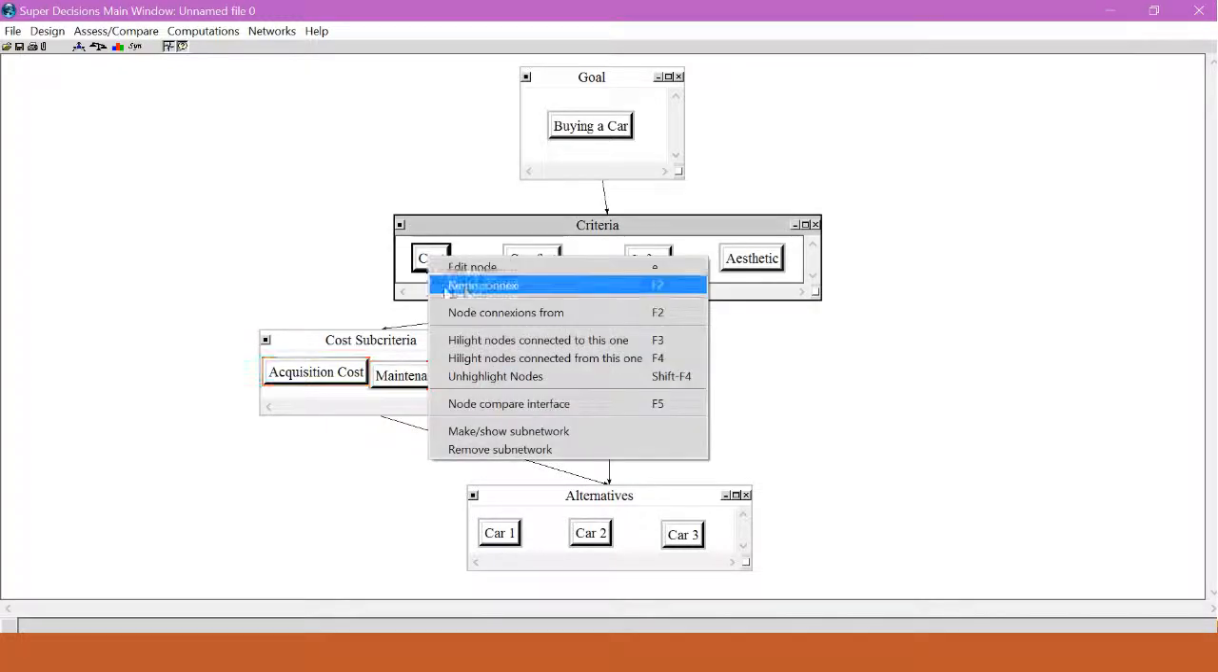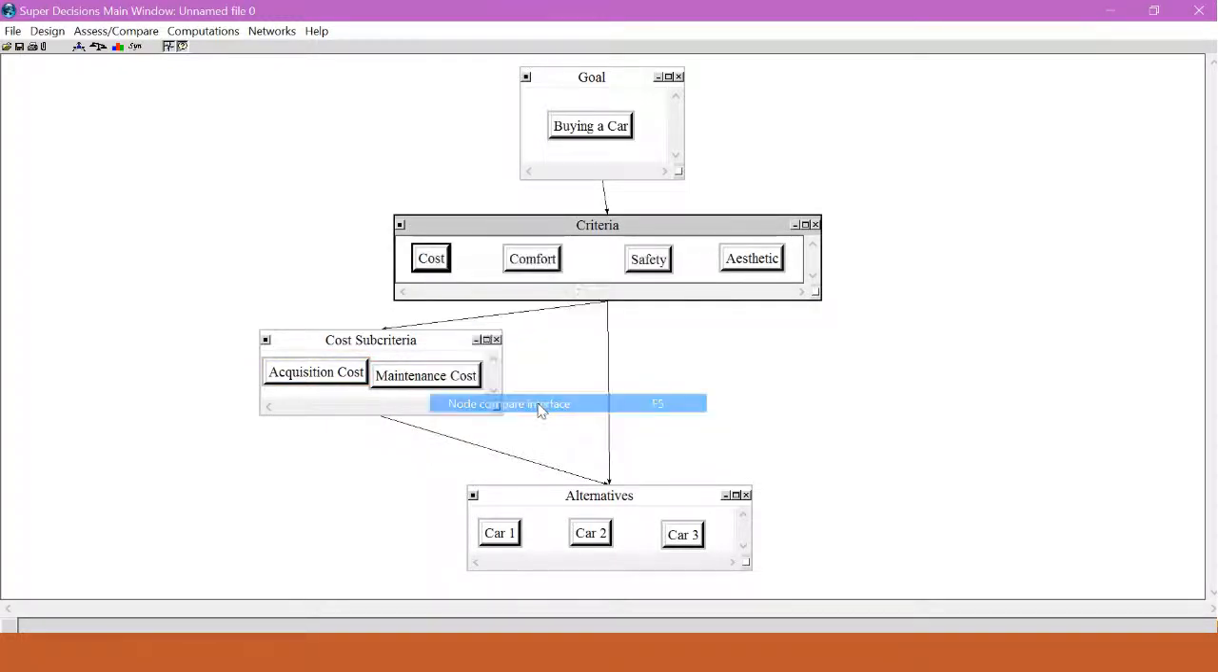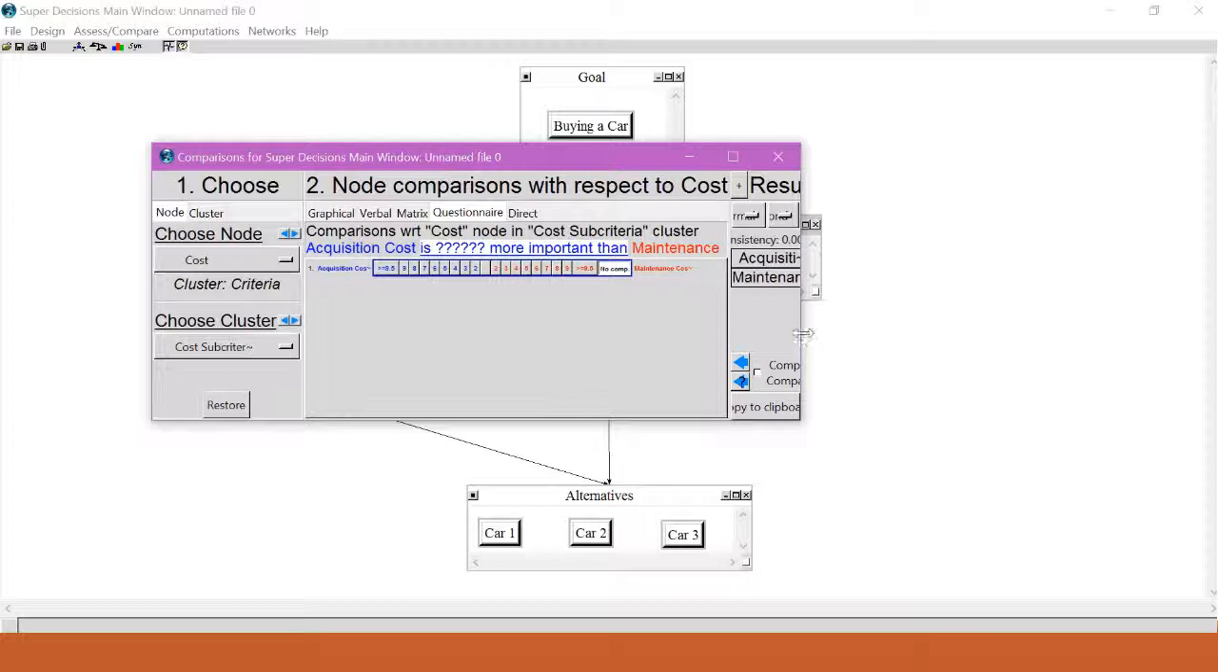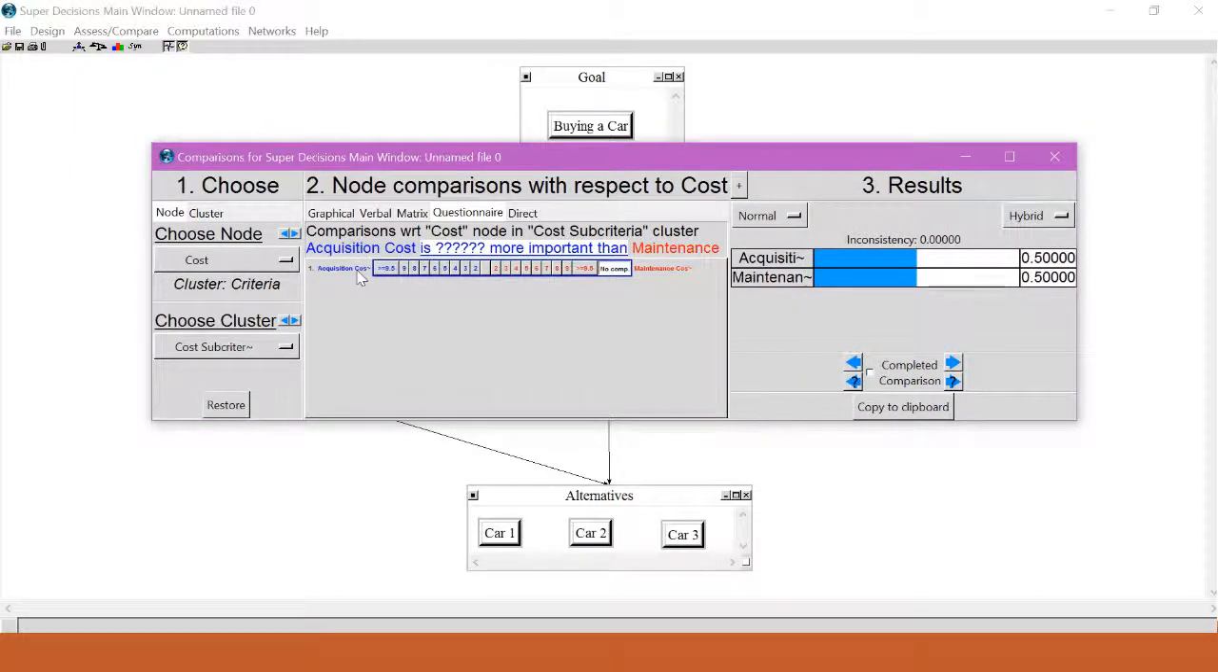So I'll go to cost and go to node comparison interface. And so here I have one pairwise comparison. Now that's because there's only two choices. If there were more than two, then I'd have more than one comparison to make. So let's say I think that maintenance cost is strongly more important than acquisition cost.